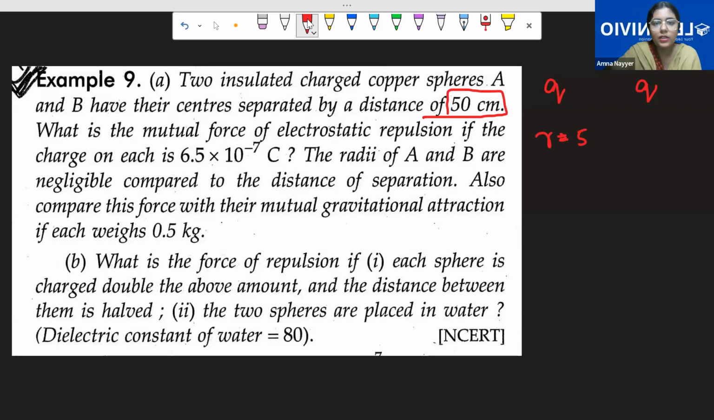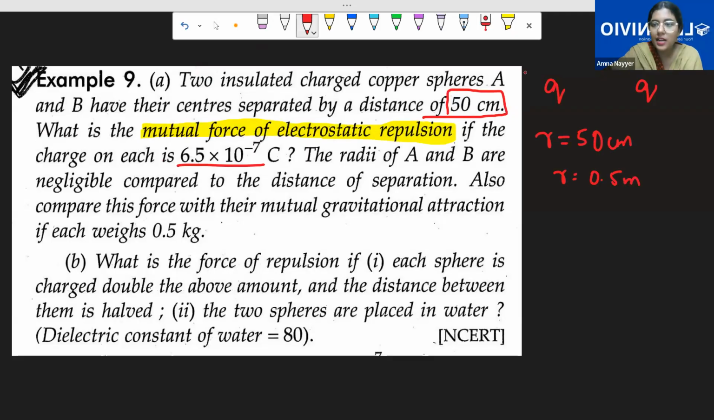It says this is equal to 50 centimeter, which we can say 0.5 meter. Okay. What is the mutual force of electrostatic repulsion if the charge on each is 6.5 into 10 to the power minus 7? You just have to calculate the mutual force of electrostatic repulsion. Mutual force of electrostatic repulsion means both the charges have the same sign, same charge. So it will repel.